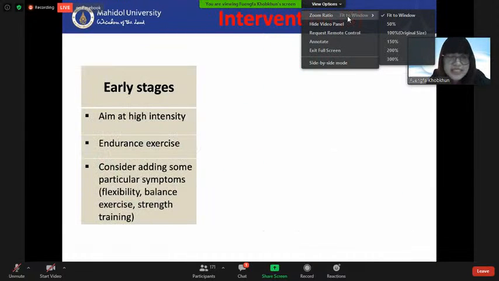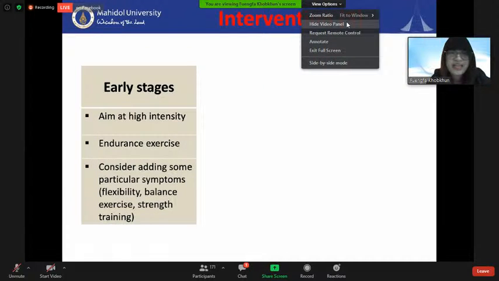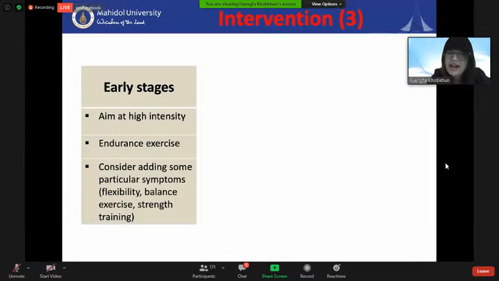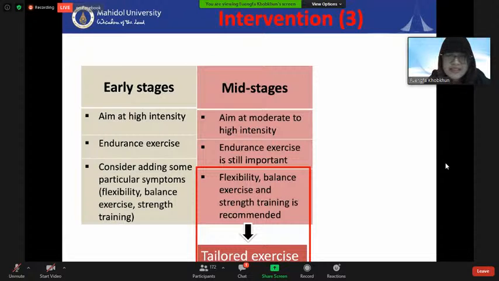Yeah. For the early stages, Margaret Chingman advised your treatment or exercise need to aim at high intensity. Endurance exercise is recommended for these early stages, and consider adding some particular symptoms, for example flexibility, balance exercise, or strengthening. And for the mid stages, your exercise or treatment needs to aim at moderate to high intensity. And endurance exercise is still important. And then you need to give the treatment to Parkinson's disease in this stage with tailored exercise. It means if you find a problem with flexibility, you give them treatment for that, or balance impairment, strengthening. So just see case by case, okay?